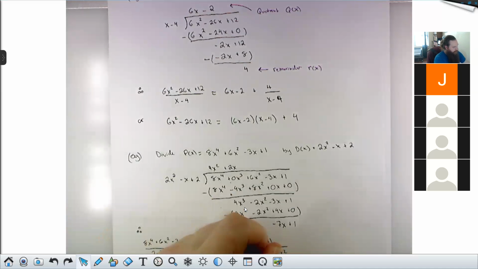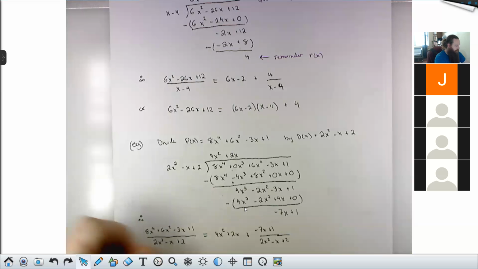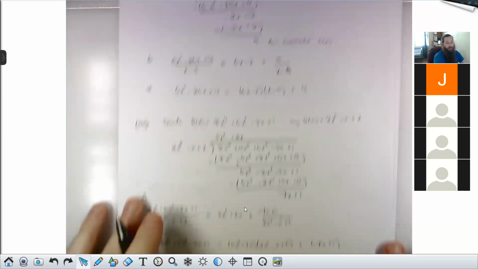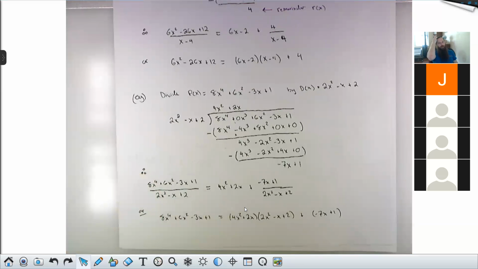Or if I wanted to write it in the other form, I would say 8x to the 4 plus 6x squared minus 3x plus 1 is equal to q times d. So that's 4x squared plus 2x times 2x squared minus x plus 2 plus this remainder, which is minus 7x plus 1. So either of these are acceptable ways of writing the answer. Sometimes WebAssign will ask you for one or the other. Just pay attention to what the question is saying.